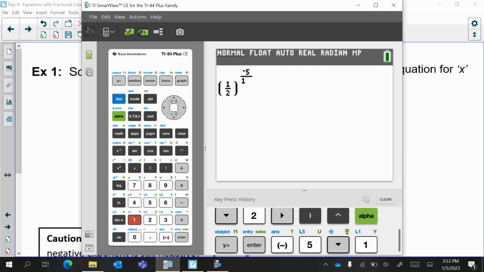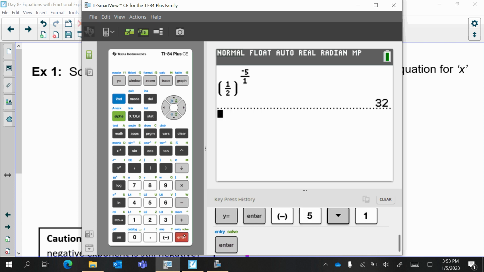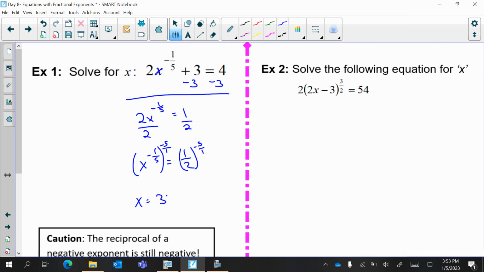And that negative could go anywhere. It could go on the top, the bottom, outside. It doesn't matter where a negative is in the fraction. Also, you could just write negative 5 if you want to make your life easier. But the point is, the calculator tells you it is 32.